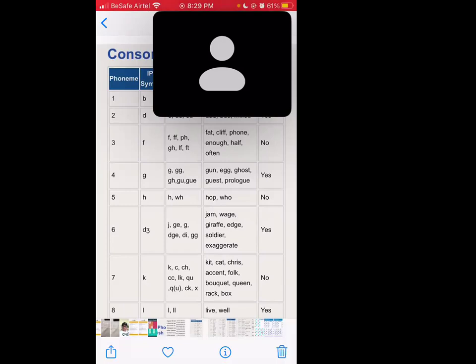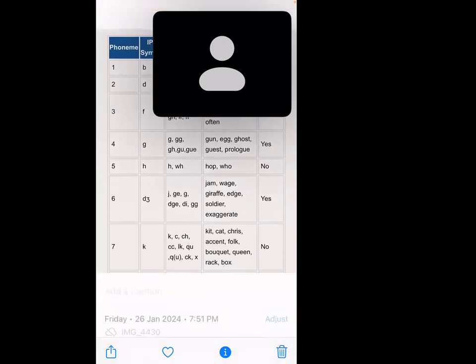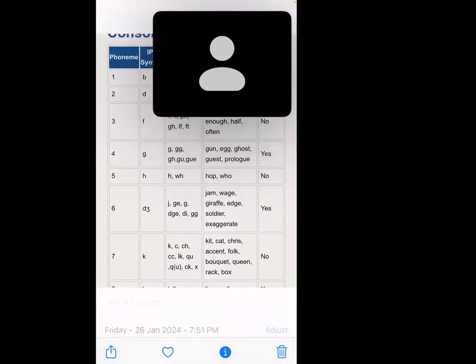The next word is bouquet. You have the letters QU giving us the K sound. The next word is queen, and then you have the QU. Next, you have rack. Also have box. So the X sound there is gotten from the letter X. Now, this sound is not voiced. If there's any vibration on your throat while you're pronouncing the sound K, it means you're giving it too much energy and you're not producing the sound properly.